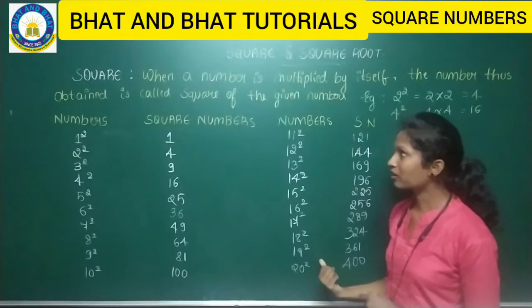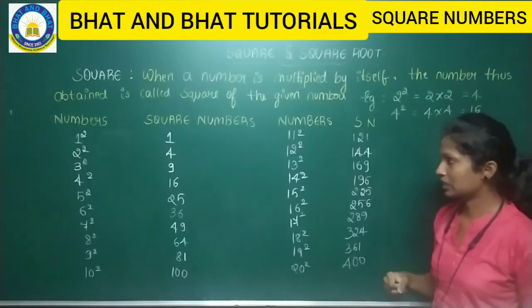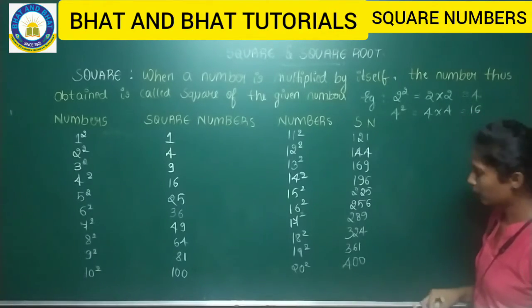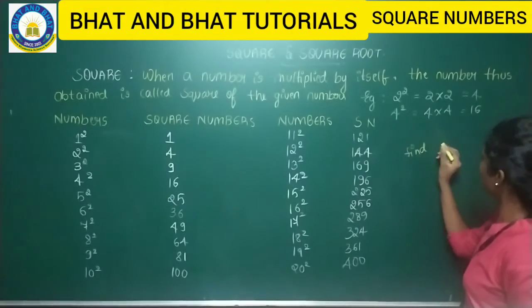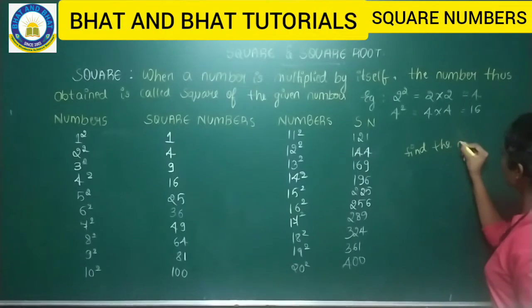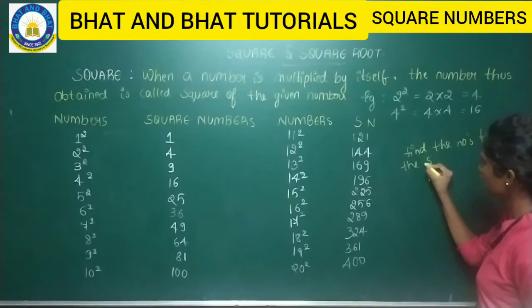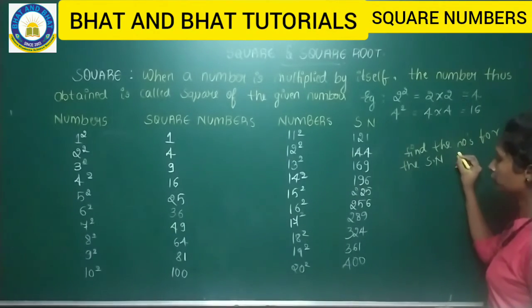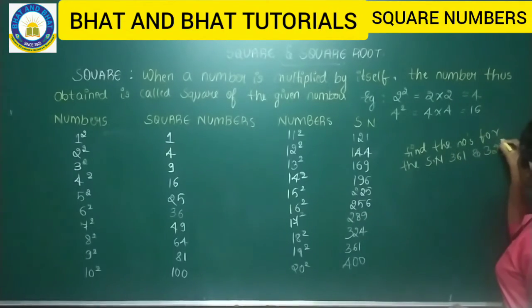But when they ask you what are the numbers for the square numbers 169 and 196, at that time what we have to do? They are asking the square numbers. Your question will be, see, find the numbers for the square numbers 361 and 324. So this will be your questions. Your questions will be like this sometimes.